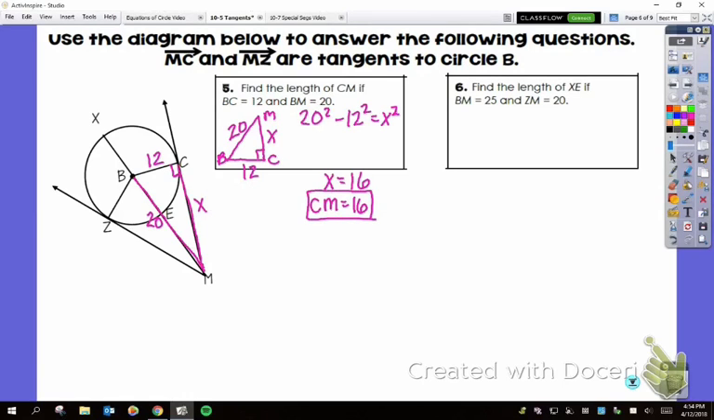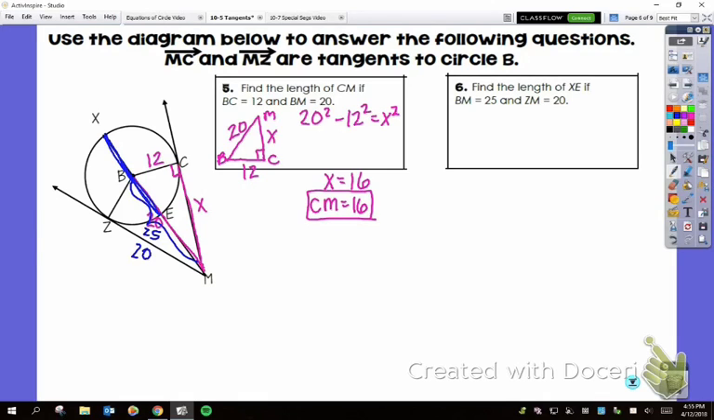Okay. Now the last one is on this other triangle. We want to find the length of XE. Now XE is this whole segment right here, which would be called our diameter. If BM, B to M, is 25, and Z to M is 20.